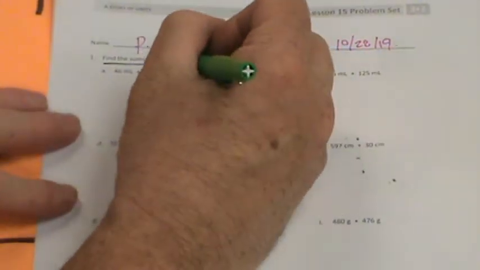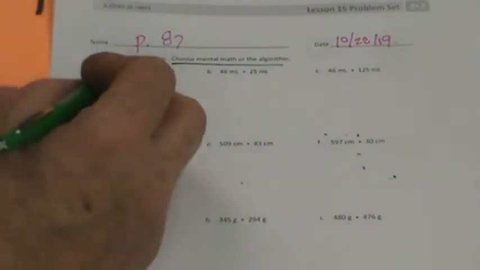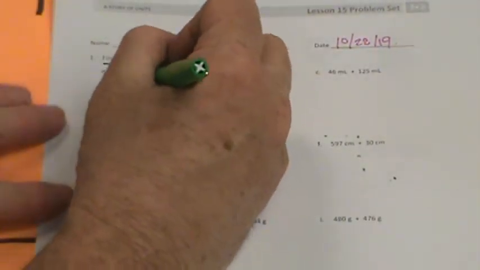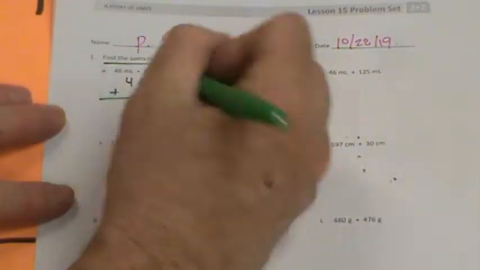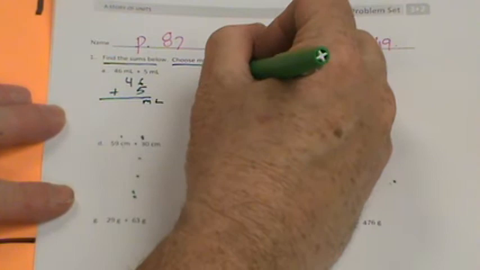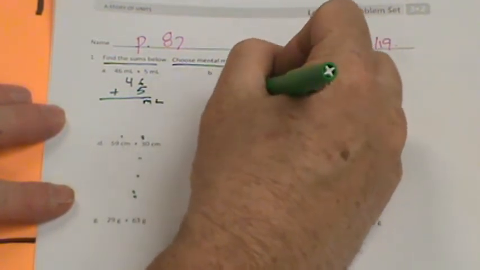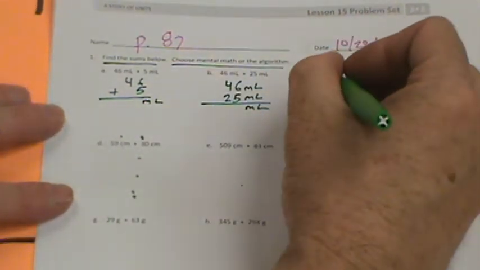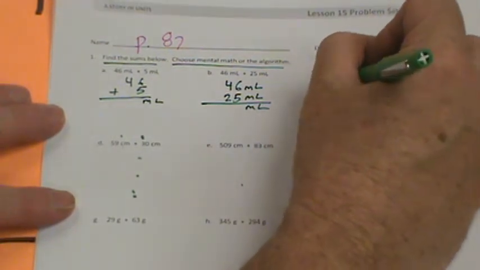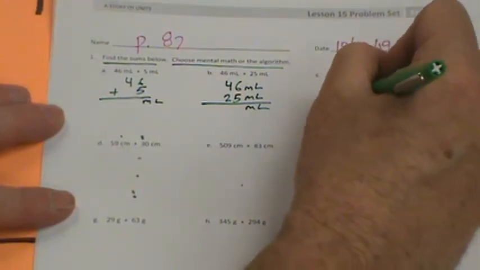And here we go. Find the sums below. Choose mental math or the algorithm. 46 plus 5 milliliters. We're going to set that up. 46 plus 5 milliliters. 46 milliliters plus 25 milliliters. I didn't really need to put those there, but I did. 46 milliliters plus 125 milliliters. I like to put the bigger number on top.